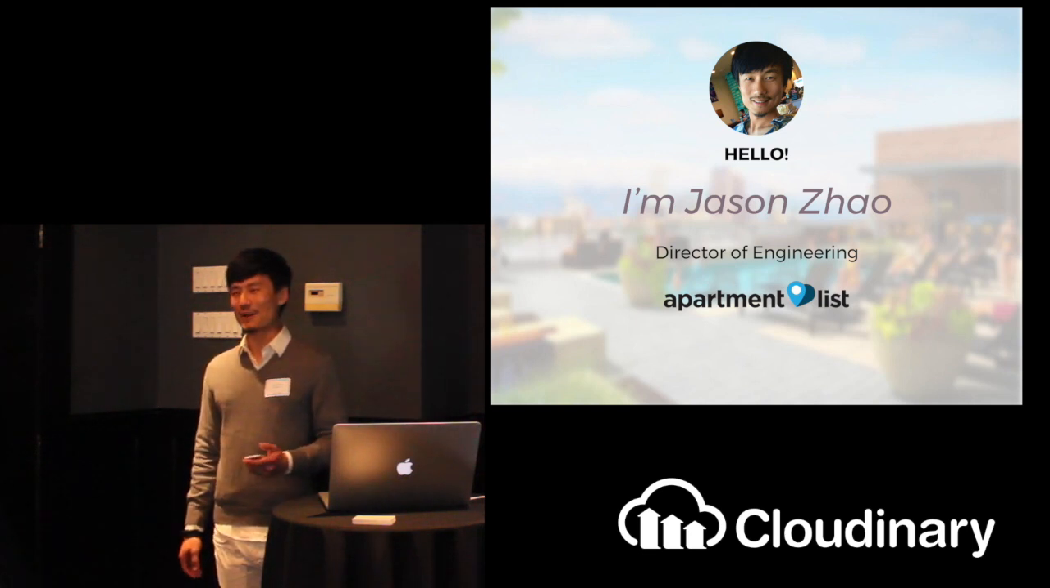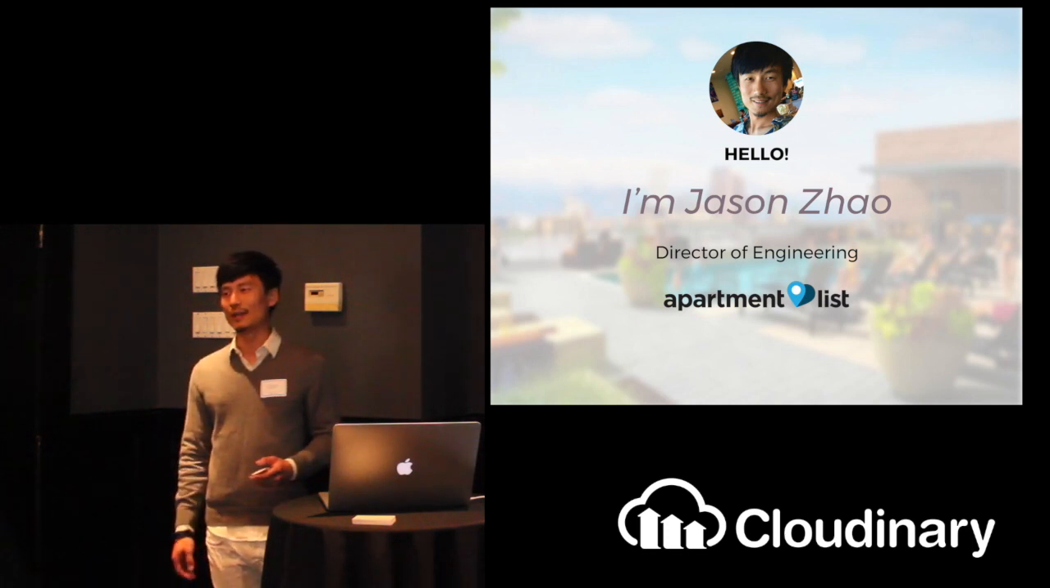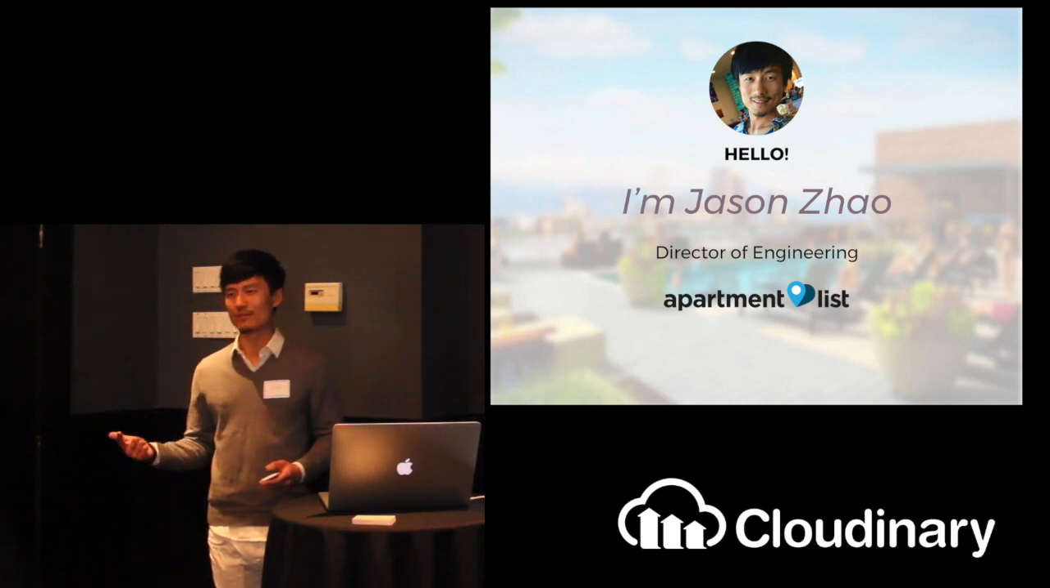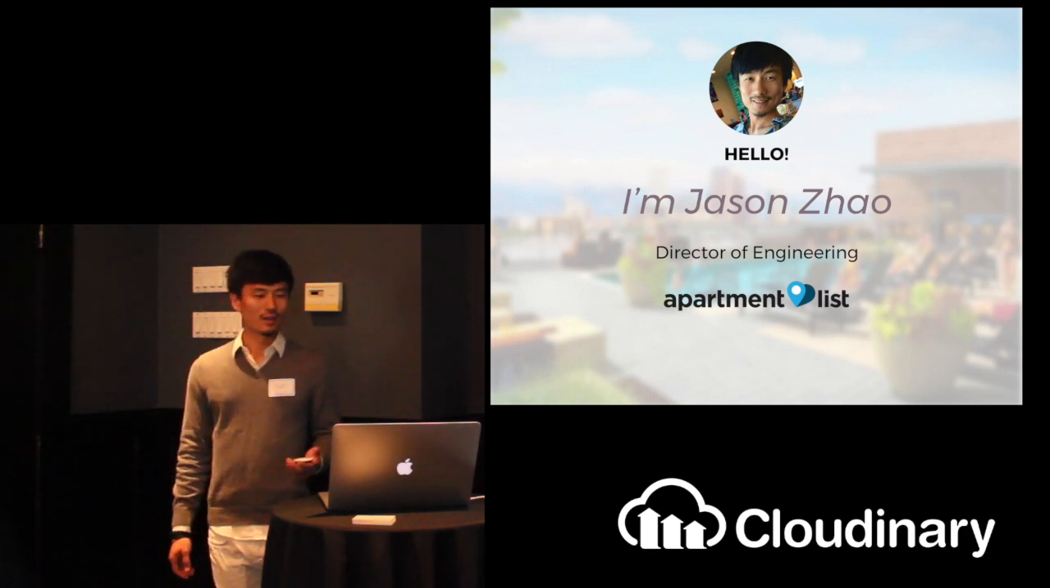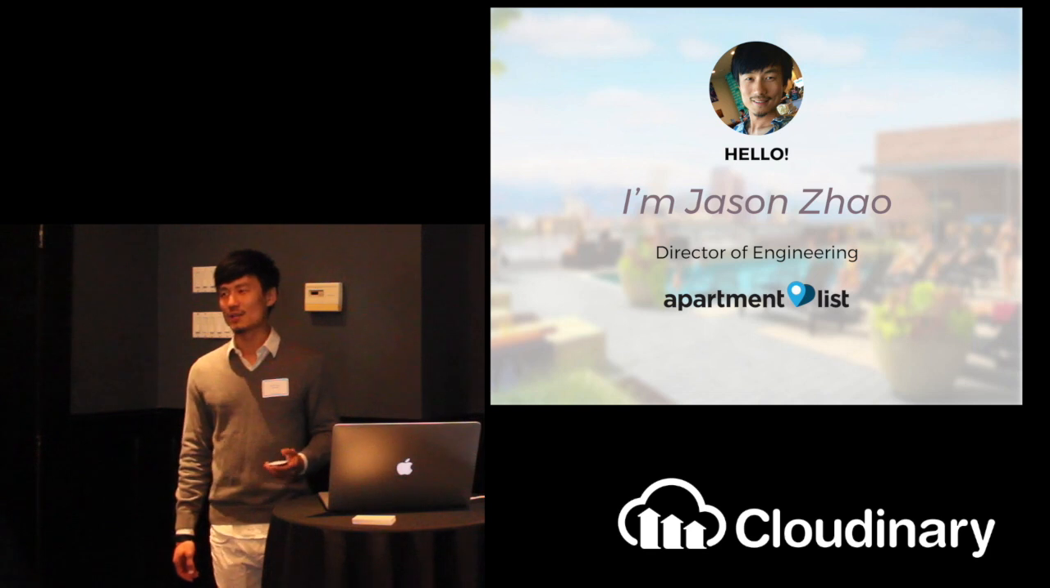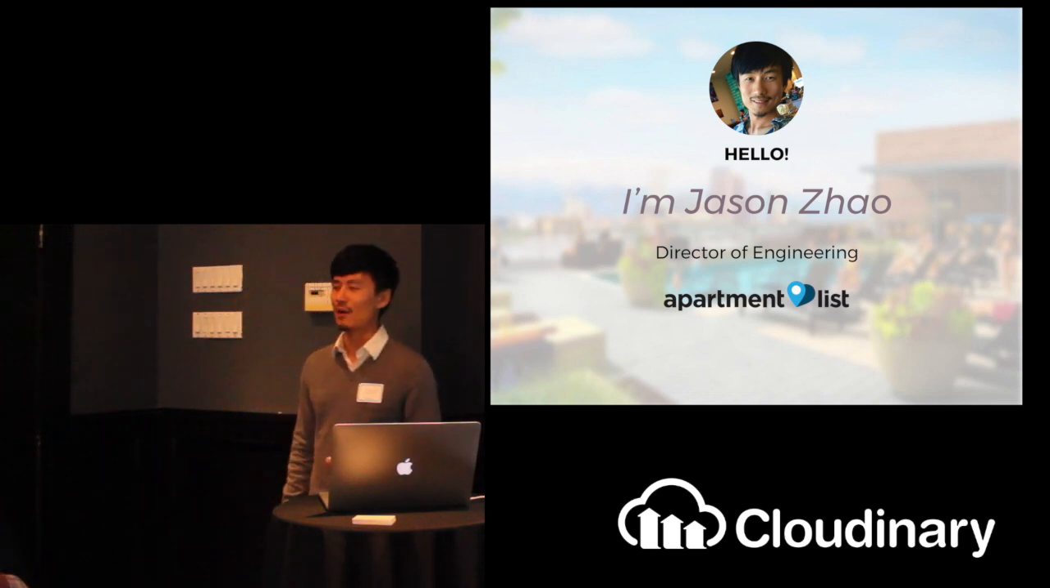We understand there are competing services out there. How do we differentiate ourselves beyond basic info like number of bedrooms and bathrooms? Apartment images are a key part of that. What I'm going to walk through today are some of the decisions we made to make our images lean and mean.